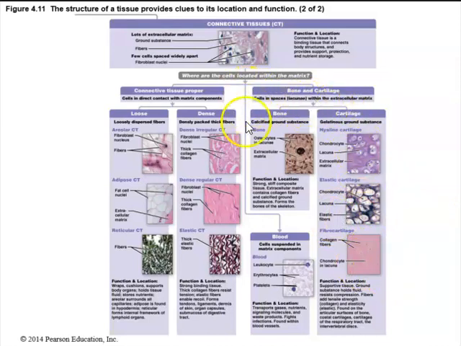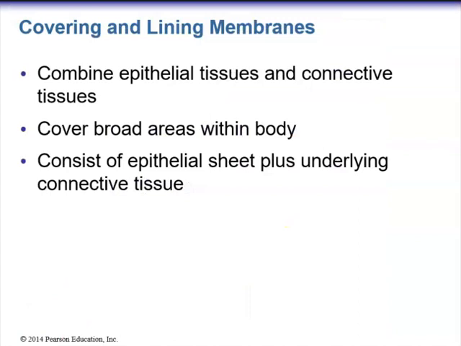And then we have blood. We know that the blood cells are suspended in a non-living fluid matrix called plasma. And then we looked at the different types of cells that make up the formed elements of blood. So within the body, we have covering and lining membranes that combine epithelial tissues and connective tissues. These linings cover broad areas within the body and consist of epithelial sheets plus underlying connective tissue.